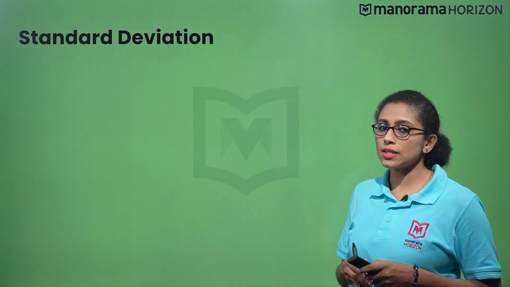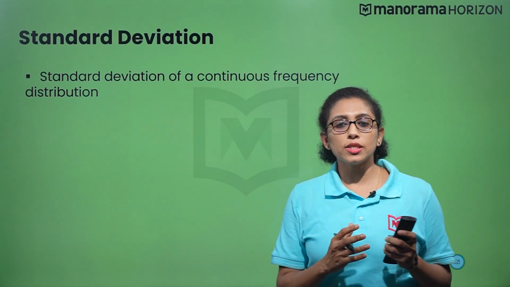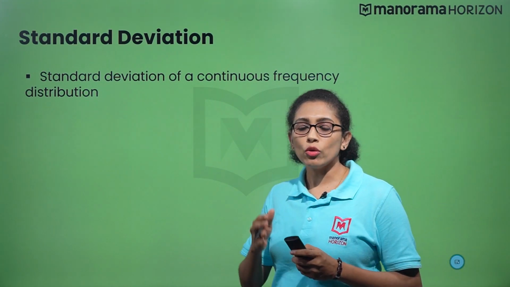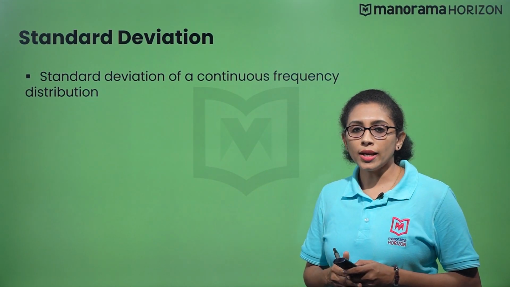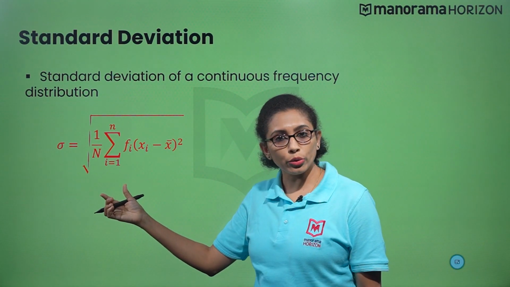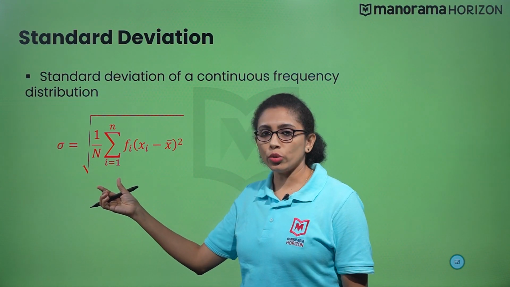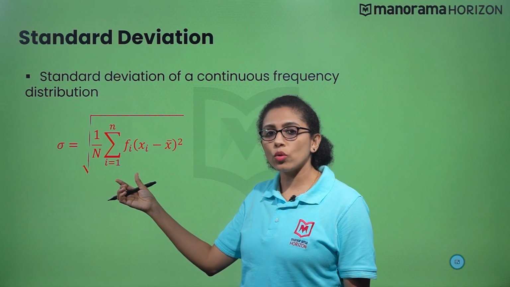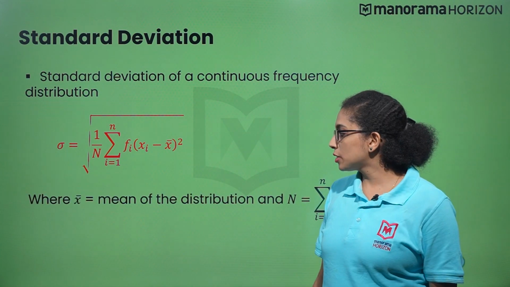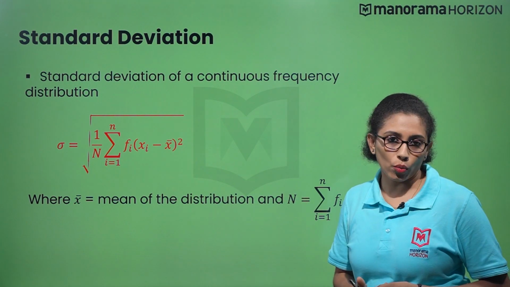Now, next we will discuss the standard deviation of a continuous frequency distribution. If there is a frequency distribution of n classes, each class is defined by its midpoint xi along with their frequency fi. Then the standard deviation will be obtained by the formula sigma is equal to square root of 1 by n into summation i equal to 1 to n, fi into xi minus x bar the whole square, where x bar is nothing but the mean of the distribution and n is the sum of frequencies.